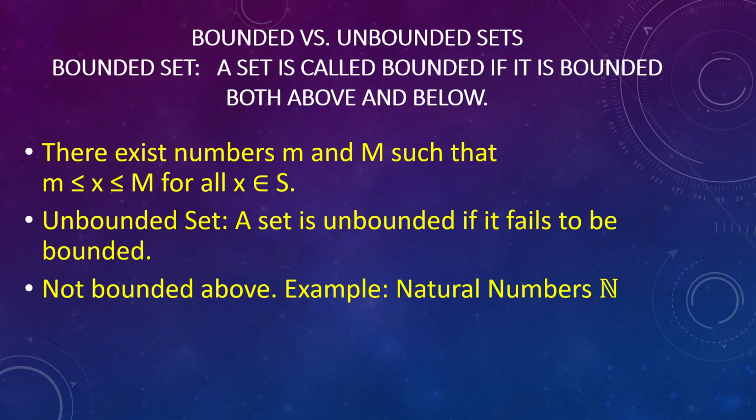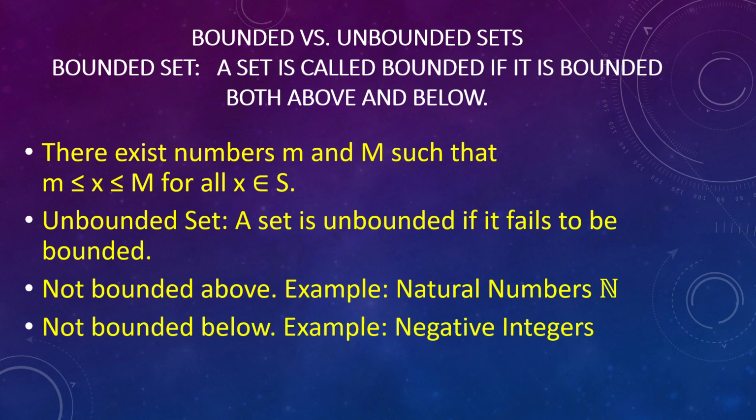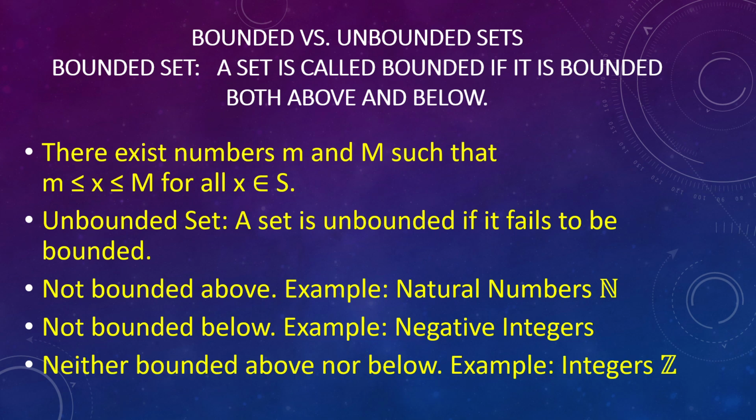A set may not be bounded above. For example, the set of natural numbers keeps increasing without limit, so it has no upper bound. A set may not be bounded below. For example, the set of negative integers extends indefinitely in the negative direction. Finally, a set may be neither bounded above nor bounded below. The set of all integers is a good example because it extends indefinitely in both directions. Understanding whether a set is bounded or unbounded is the first step toward studying supremum and infimum.